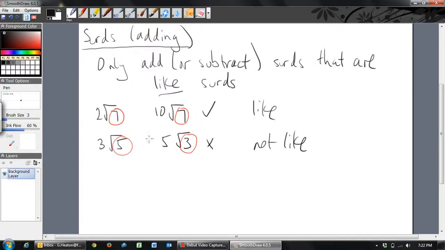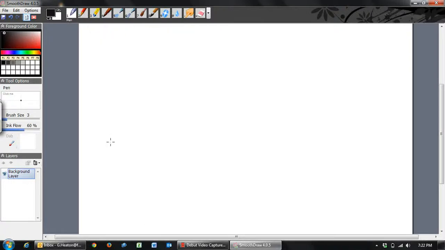Okay, and so what we end up doing is just bunching and collecting. It's a bit like algebra, we collect the surds that are similar together. So let's just do an example of that. Just a couple of examples. So here we go, we'll go root 2 plus 7 root 2 minus 2 root 2.